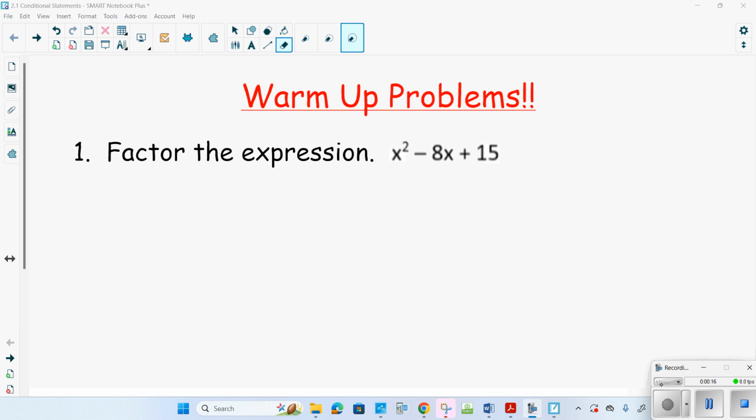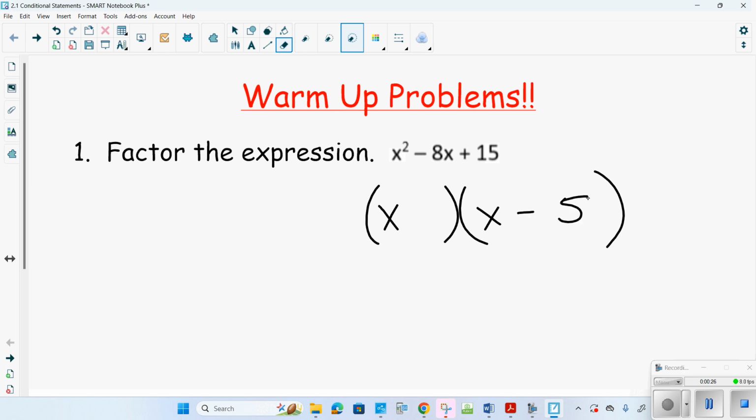Little algebra review today. To start off, looking at factoring. Take the first term, two items that multiply together to be the first term, and then two items that multiply together to be the last term, and remember your inner and your outer need to add up to your middle. Now it's not asking me to solve, so I'm done. It's just asking me to factor.